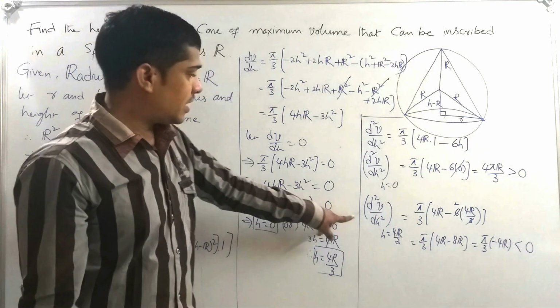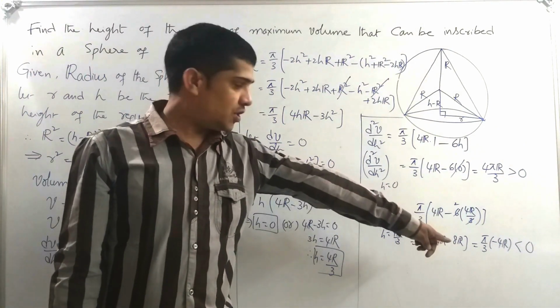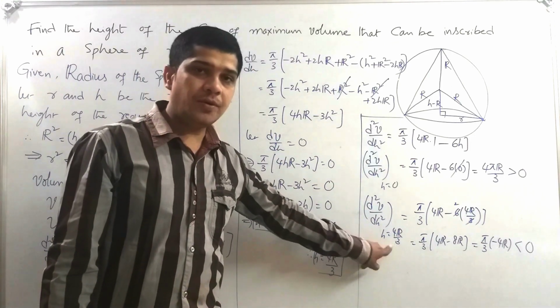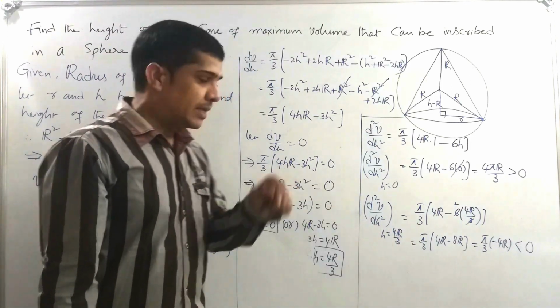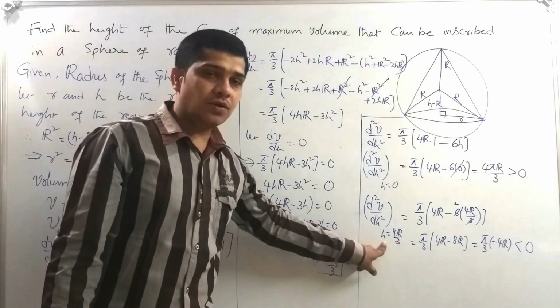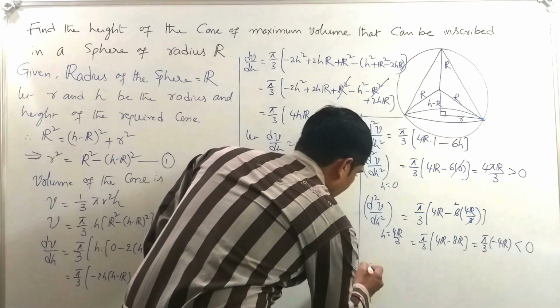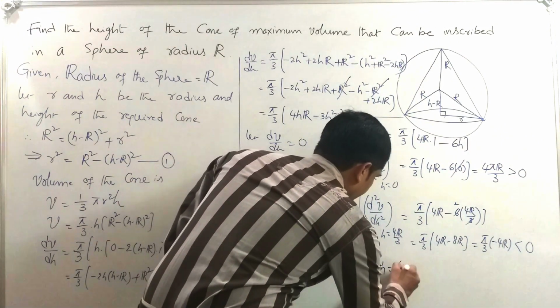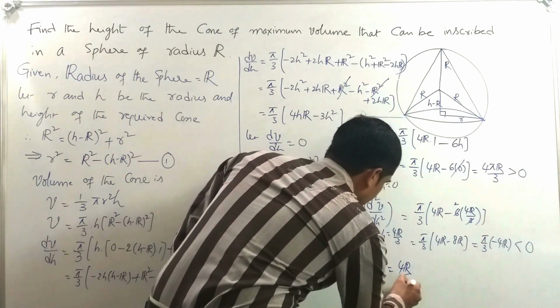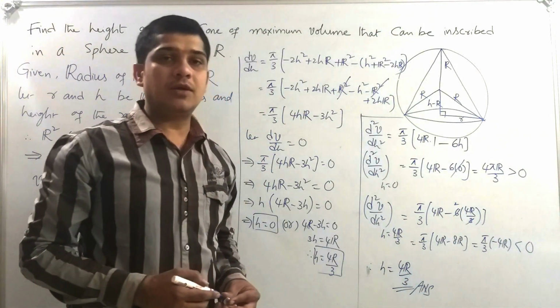See, from this we understood that d square v by dh square becomes less than 0, I mean negative, at h is equal to 4 capital R by 3. That means the maximum volume of the cone will exist when h is equal to 4R by 3. So therefore h is equal to 4R by 3 is the required answer, where we will get the maximum volume of the cone.